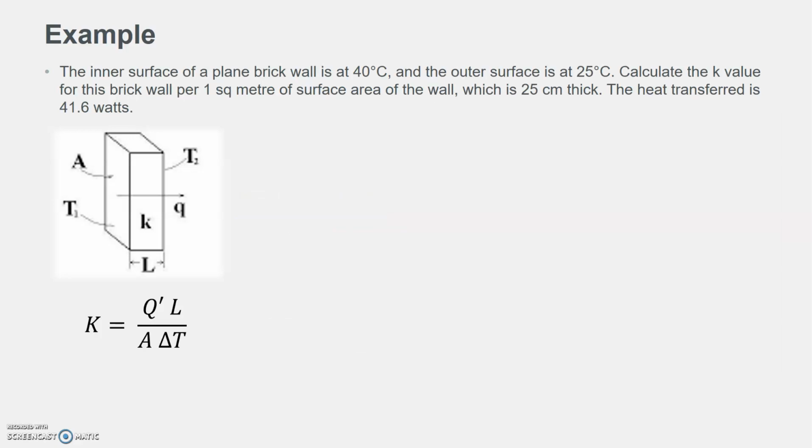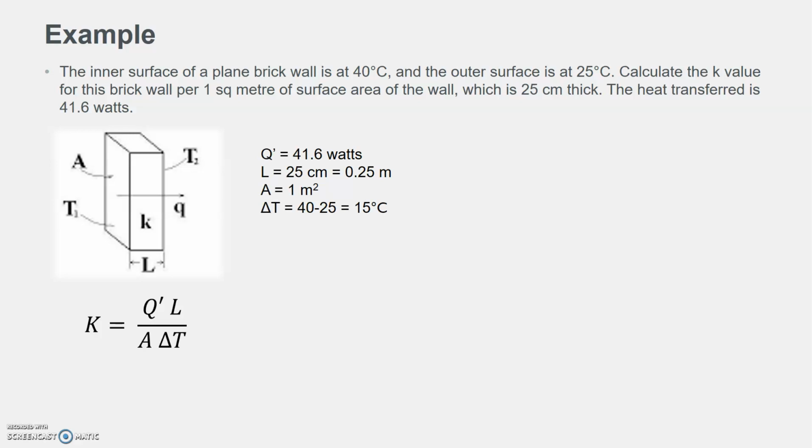Now the inner surface of a plain brick wall is at 40 degrees and the outside surface is at 25 degrees. Let's calculate the K value of that brick wall per square meter of surface area of the wall, which is 25 centimeters thick. Okay, so I want you guys to do that.